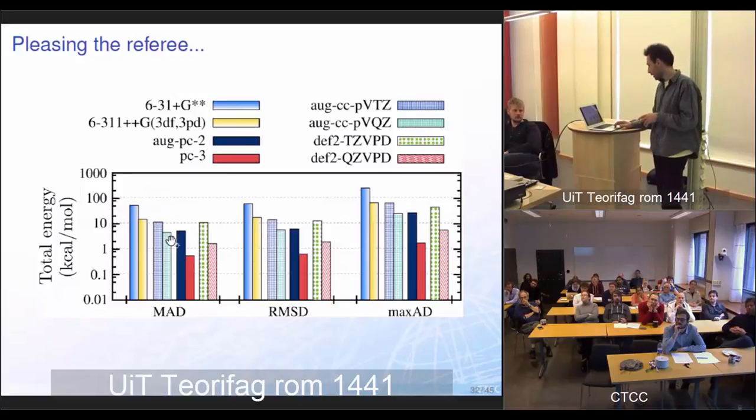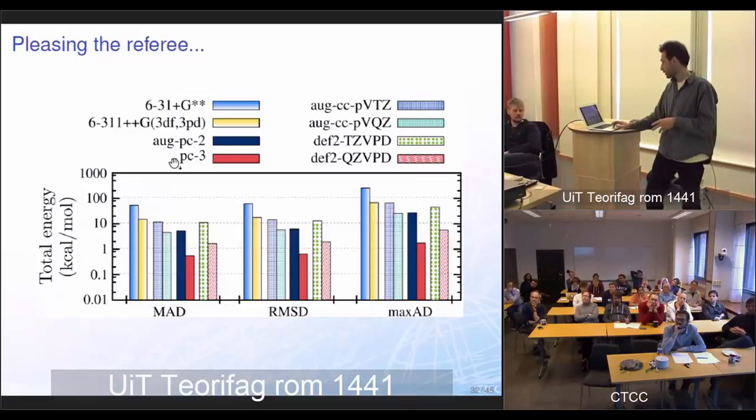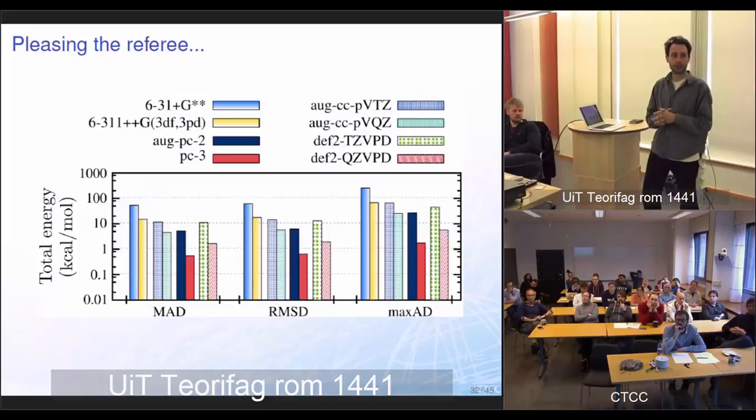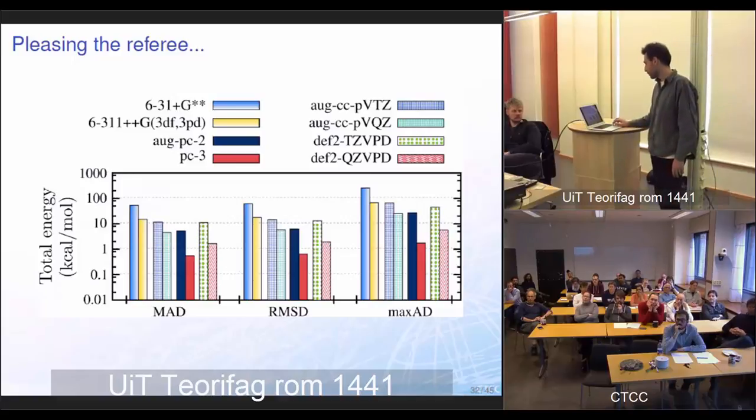I just want to tell you that the best when it comes to the energy is definitely this PC3. So PC3 is really able to deliver very good energies. Although in size, I assume, it is comparable to triple zeta... Is it not triple zeta? It's already quadruple. Okay, PC3 should be roughly as big as a quadruple zeta, but it delivers results that are better than quintuple zeta. So it's a really good basis set for energies.